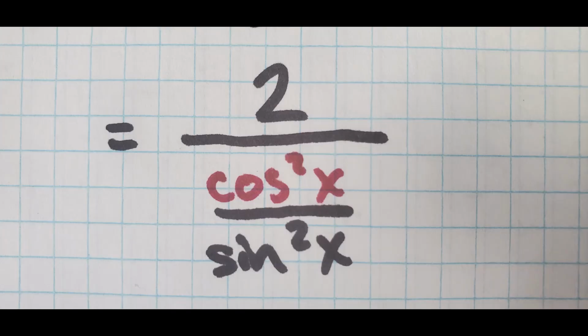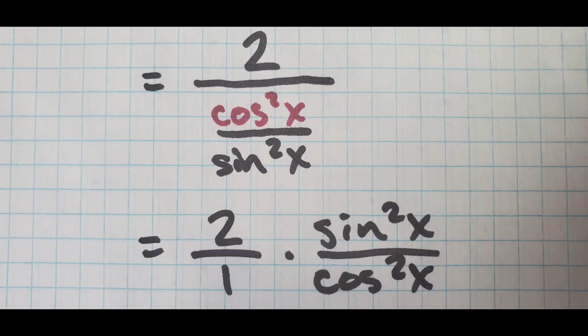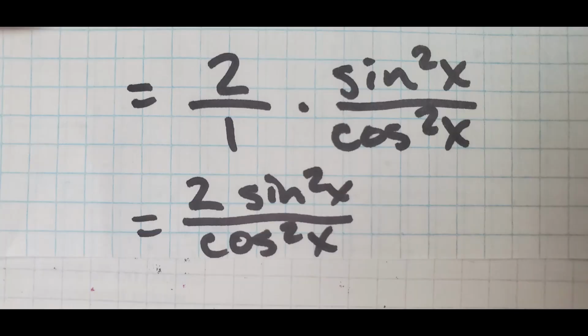So now I have that 2 up top. I'm going to turn that into a fraction, so I just call it 2 over 1. Put a dot for multiplication, and I'm going to flip that bottom fraction. So I'm doing keep, change, flip to get this. Okay? So multiply the tops. We get that. 1 times cosine squared of x is just cosine squared of x. And so I have this.